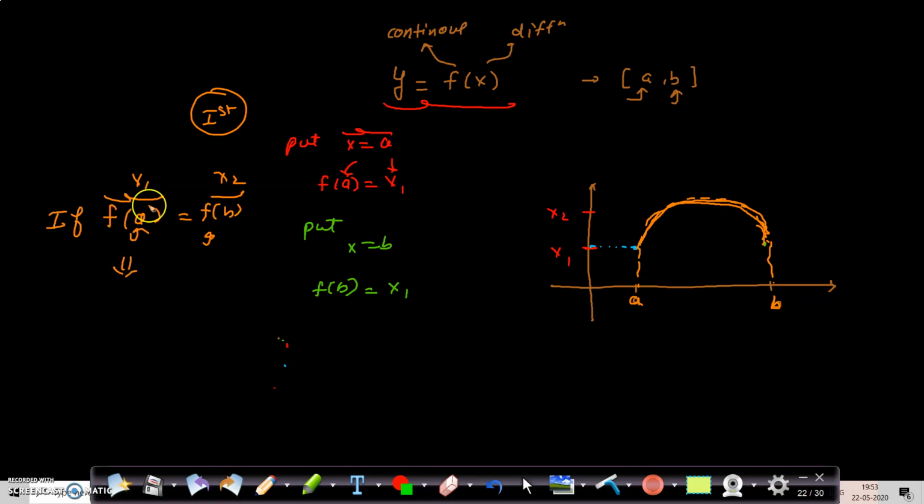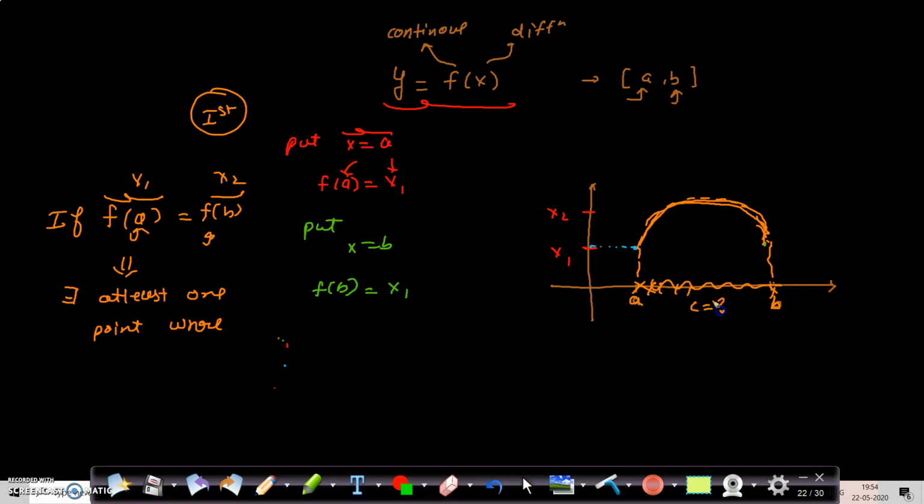In that case, what is the conclusion? If this has happened, then there exists at least one point, and this is the most important part, there exists at least one point between A and B, not including A and B. Okay, between A and B, there will be at least one point.